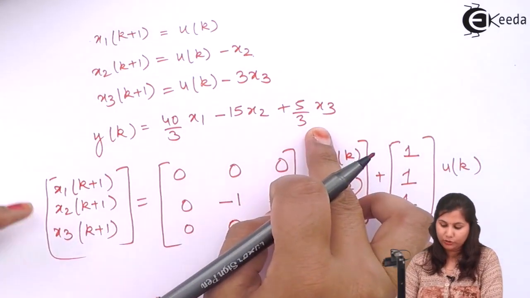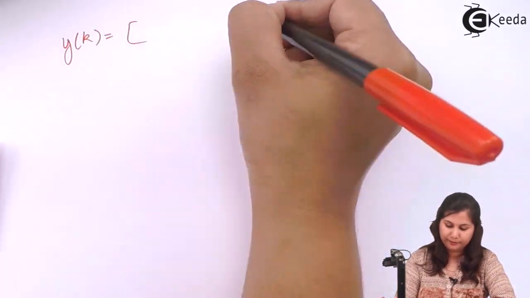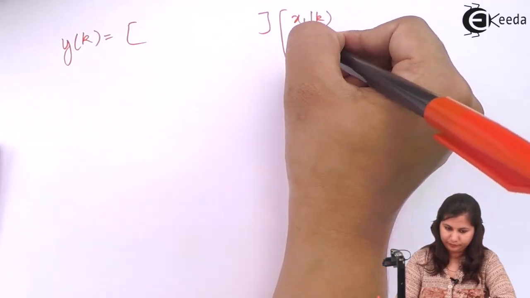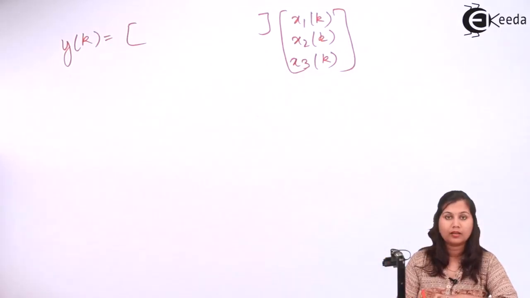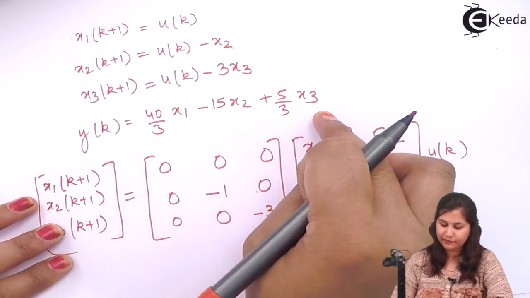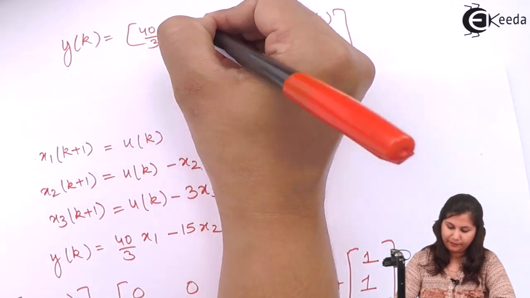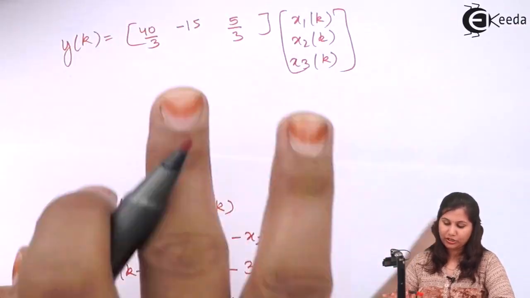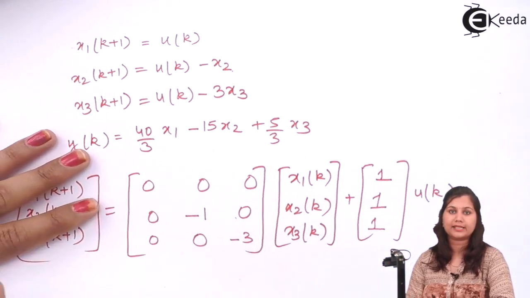For the output equation, we can use this equation: yk equals, x1 coefficient is 40 by 3, x2 coefficient minus 15, x3 coefficient 5 by 3. So this is our state equation, this is our output equation, and combined they represent the state space model in the discrete time domain.